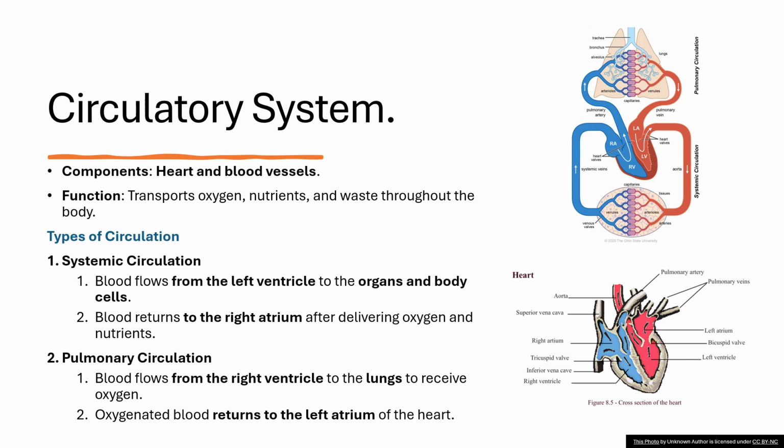If we look at the components of the circulatory system, there are two main components: the heart and the blood vessels which run throughout the body. The main functions of the circulatory system are to transport oxygen, nutrients and waste throughout the body. There are two types of circulation performed by the circulatory system: systemic circulation and pulmonary circulation.